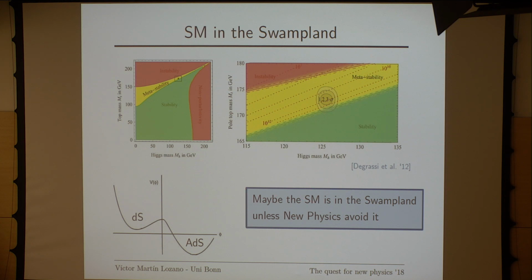So the standard model could be in the swampland, and the only way to avoid it is maybe new physics that we haven't seen. Yeah, sure, I mean, this is a conjecture, of course.